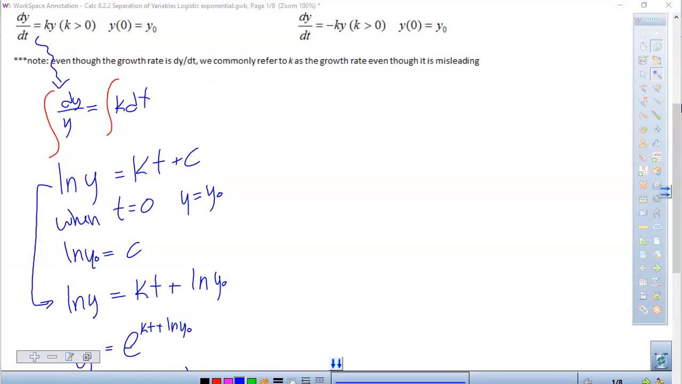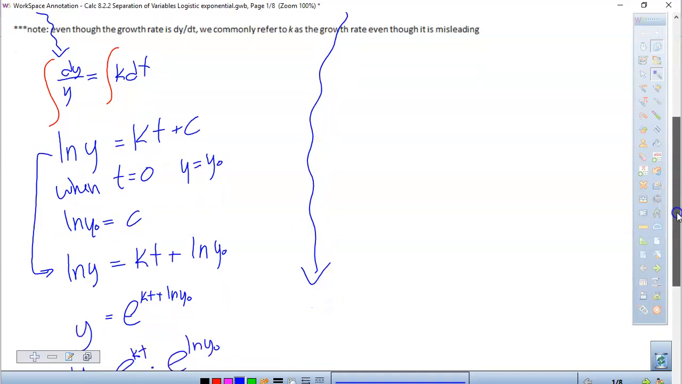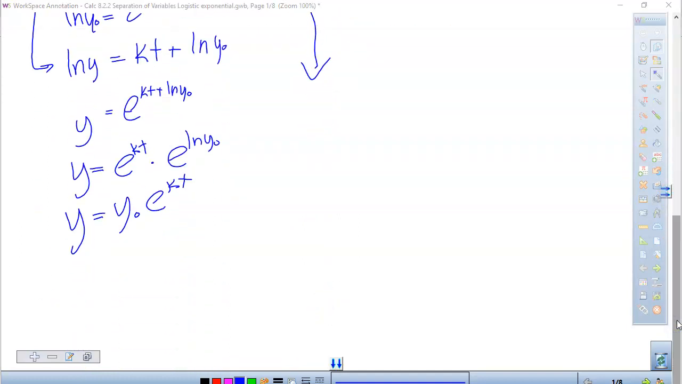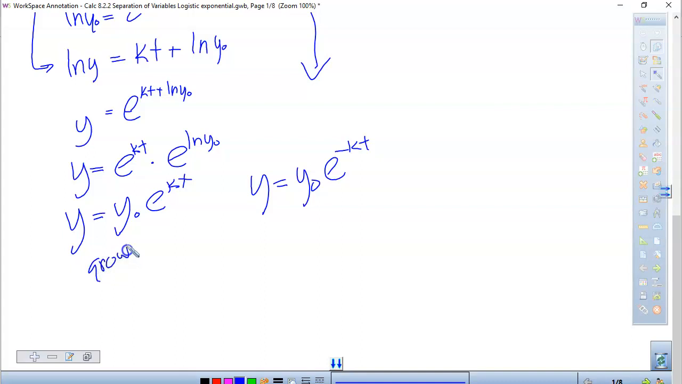So when we have this, I'm just going to bring this down now: y sub 0 e to the kt. Let's use population as an example. The population at any particular time is the initial population times e raised to the growth rate times time. Or if it happens to be decay, y equals y sub 0 e to the negative kt. This is for decay, and this is for growth. This is my exponential growth formula, and here is my exponential decay formula.